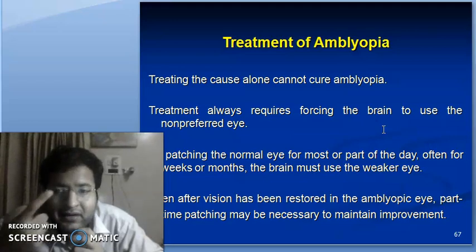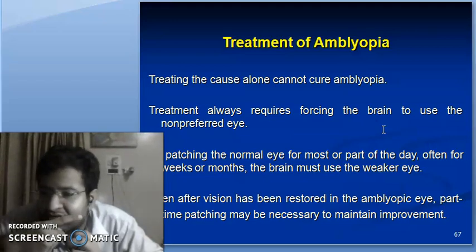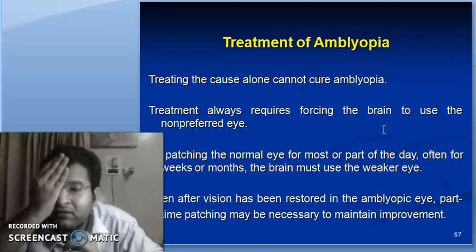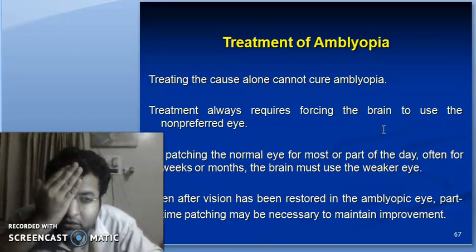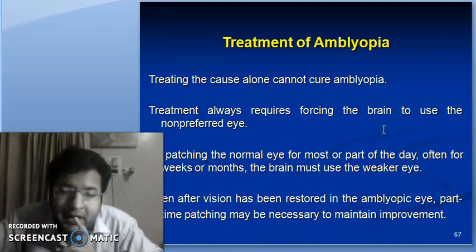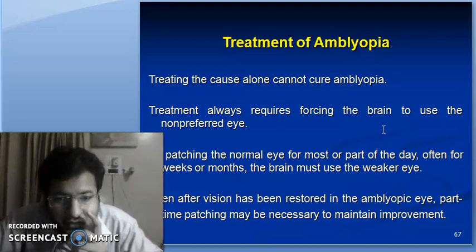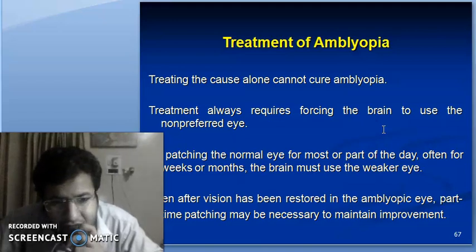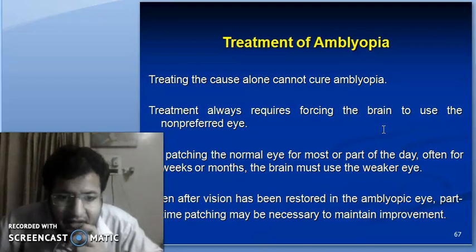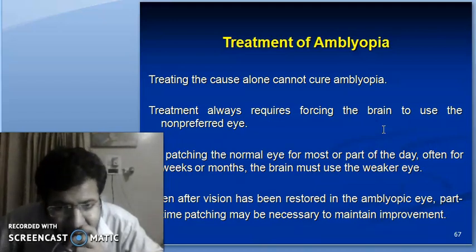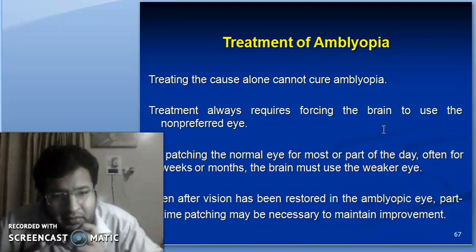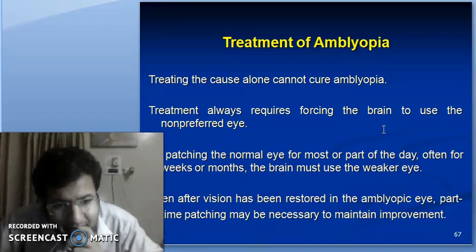For example, if my right eye is fixating and the left eye is strabismic, I will close my right eye and force the left eye to look into the object. By patching the normal eye for most part of the day or some part of the day, often for weeks or months continuously, the brain must be able to use the weaker eye. Even after the vision has been restored in the amblyopic eye, patching may be necessary to maintain the improvement.